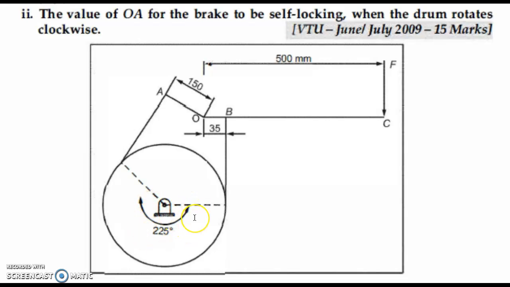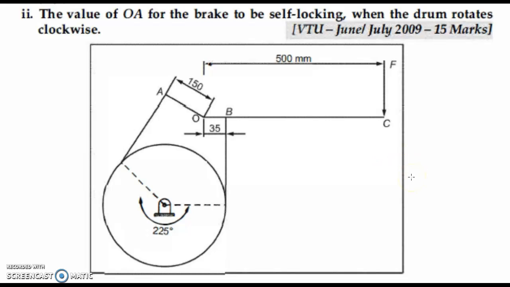225 is the angle of contact, it is already in the question, and the value of 35 is similar to our data book value of B. Then the value of 150 is similar to data book value B1, and 500 is A. And they are asking about the value of P. P is the pulling force. So this is the force acting here, denoted as F. So just compare this figure with our data book figure.